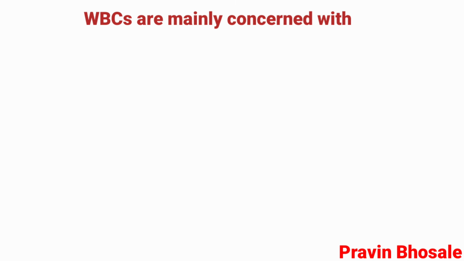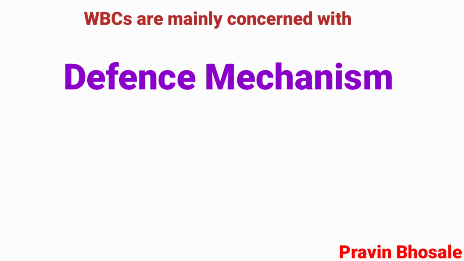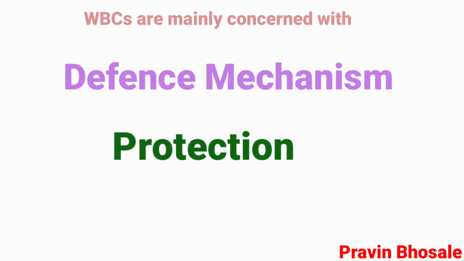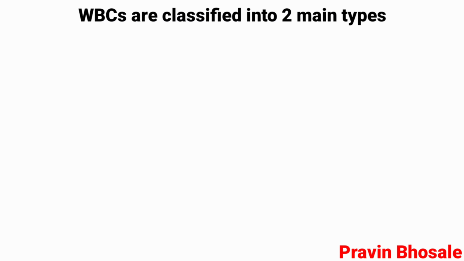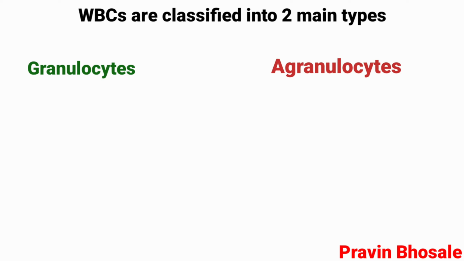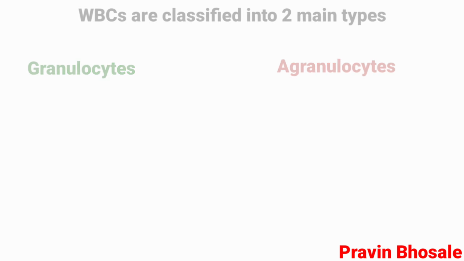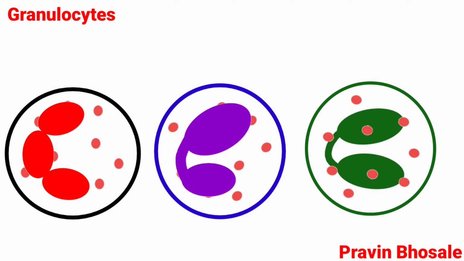WBCs are mainly concerned with defense mechanism, that is protection. It shows polymorphism. They exist in variable forms. They can be classified into two main types such as granulocyte and agranulocyte. Let's see granulocyte. These are WBCs with a granular cytoplasm.